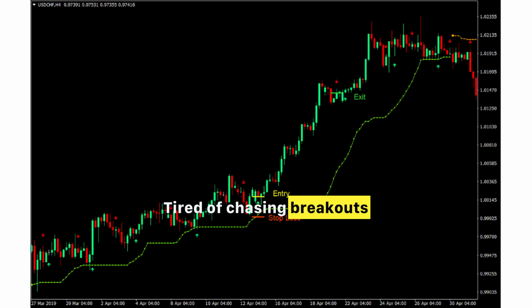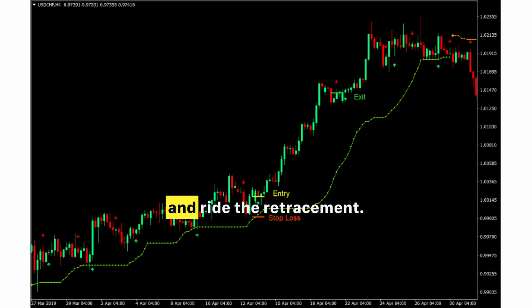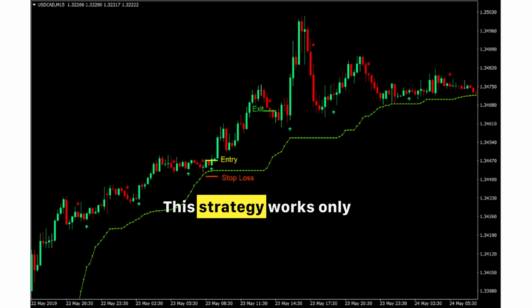Tired of chasing breakouts only to get whipsawed by a pullback? Here's a smarter way to trade the trend and ride the retracement. This strategy works only in a clear trending market.